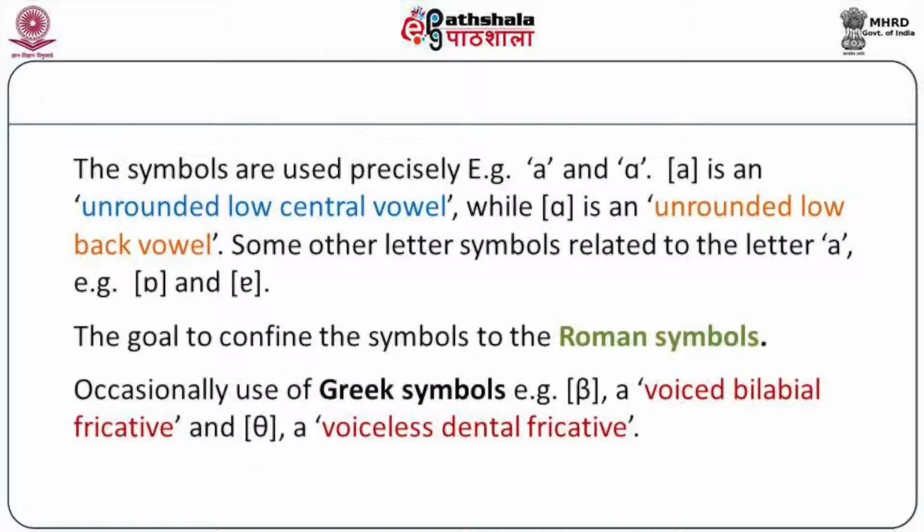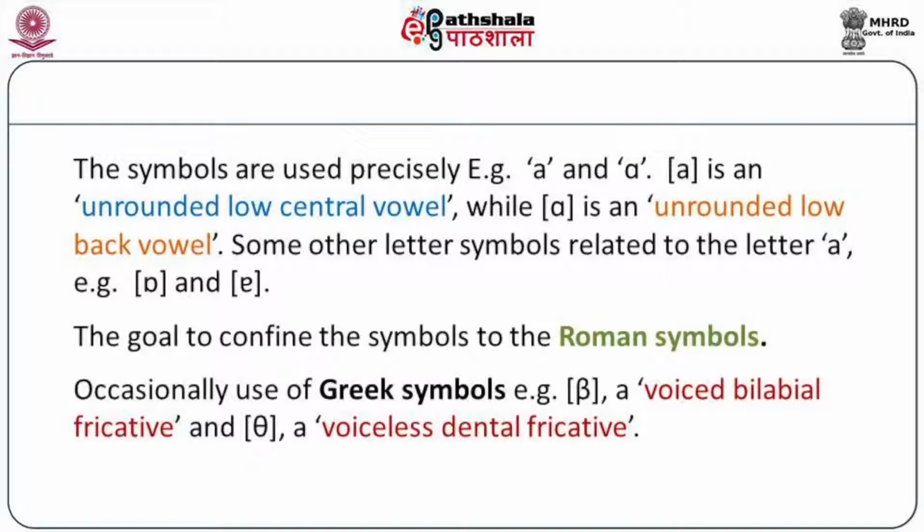As you go through the list of the symbols in the IPA chart for vowels, you will discover some other letter symbols related to the letter A. For example, the two letters, an inverted back vowel letter and an inverted central vowel letter. This practice has been guided mainly by the goal to confine the symbols to the Roman symbols.